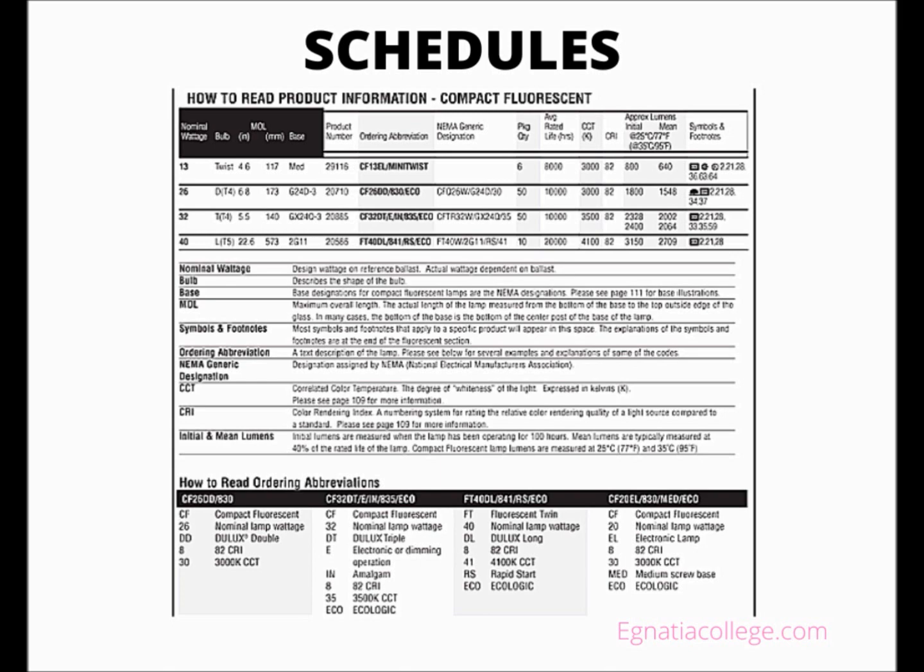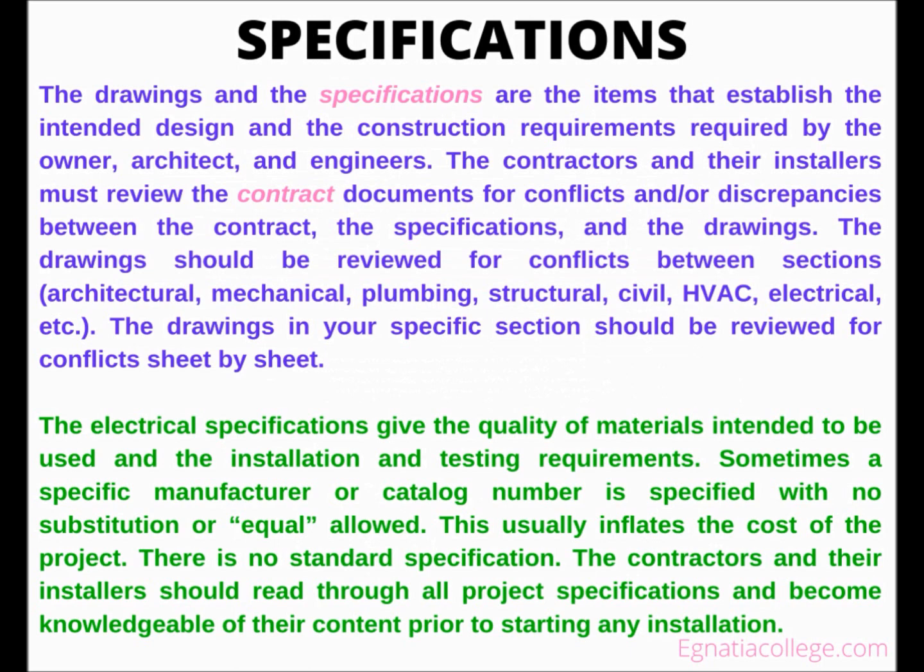Specifications. The drawings and the specifications are the items that establish the intended design and the construction requirements required by the owner. The contractors and their installers must review the contract documents for conflicts and/or discrepancies between the contract, the specifications, and the drawings. The drawings should be reviewed for conflicts between sections: architectural, mechanical, plumbing, structural, civil, HVAC, electrical, etc. The drawings in your specific section should be reviewed for conflicts sheet by sheet.